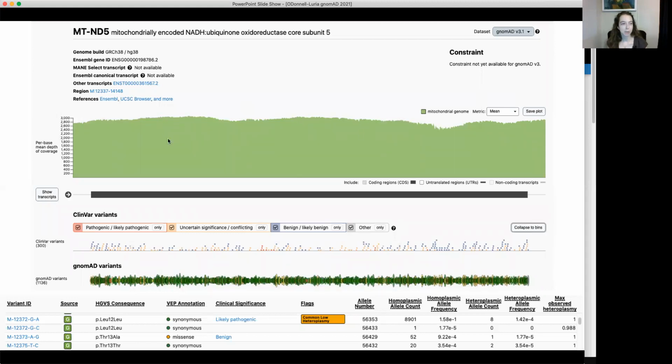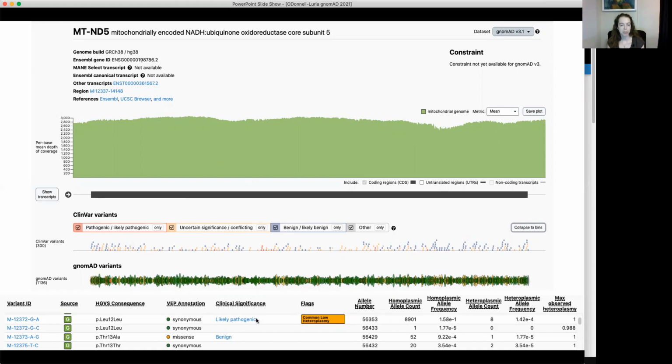You can see the coverage of the mitochondrial genome, and on average, it's almost 3,000-fold across the data. We've just yesterday, or I guess last week by the time you see this, added the ClinVar variants. That was done by Nick Watts, who really leads the development of and getting new data into the gnomAD browser. And then you can see all of the gnomAD variants in the mitochondrial genome here.